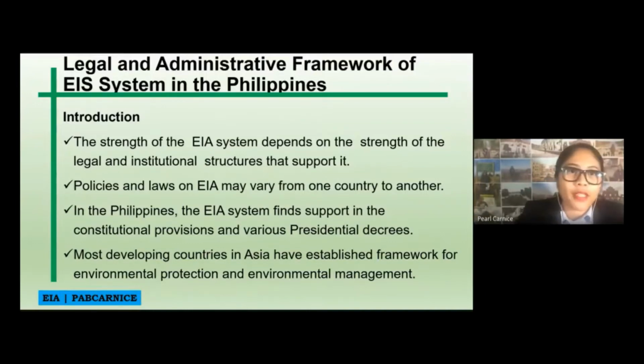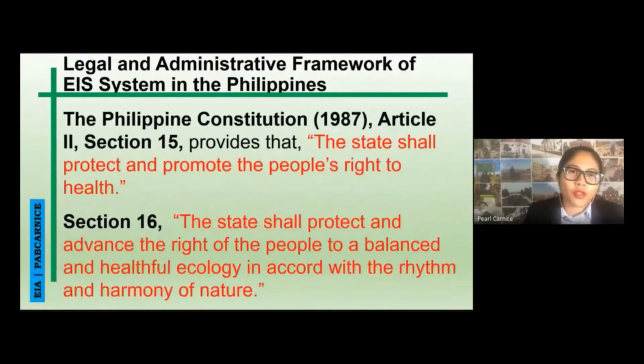And in the Philippines, the EIA system finds support in the constitutional provisions and various presidential decrees, in which most developing countries in Asia have established a framework for environmental protection and environmental management. Based on our Philippine Constitution, of course, all laws are actually based on our Philippine Constitution, which is the Philippine Constitution of 1987.